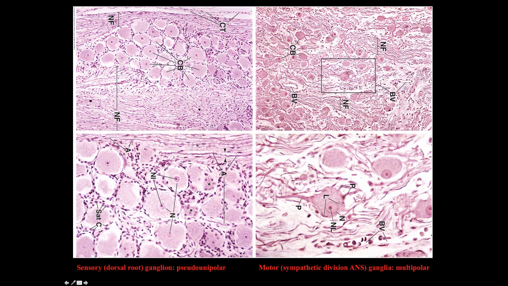The images on the right would show motor nerves in a ganglion of the sympathetic autonomic nervous system, both at low power and at higher power. Again, a fairly large cell body. Nucleus like this, the nucleolus, and you can see some processes coming in. So these are clearly multipolar neurons.